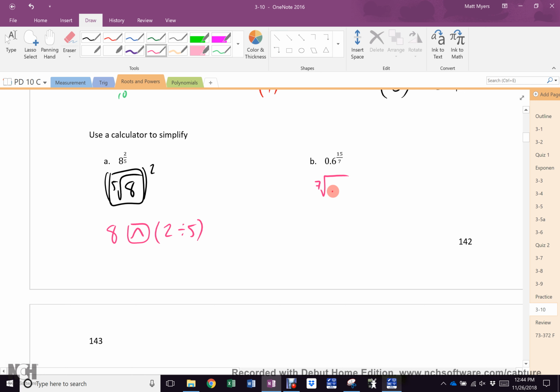What about this one? Is there a 7th root of 0.6? No, of course not. So we have to use our calculator. 0.6, exponent button, bracket, 15 divided by 7, bracket. Sometimes they don't simplify. And then, if we need an actual value, we must use our calculator. But if I don't need an actual value, you would leave it like that. Okay? Everybody cool? All right.